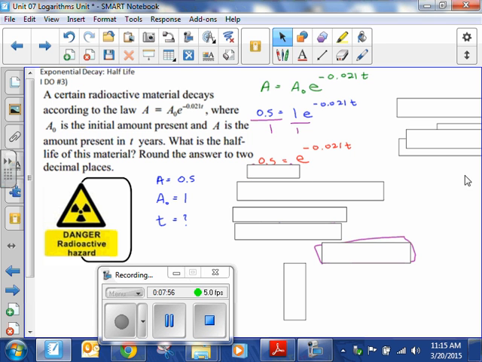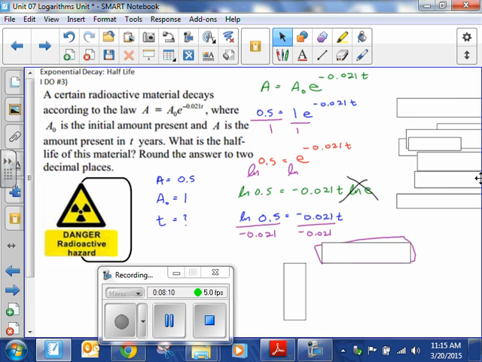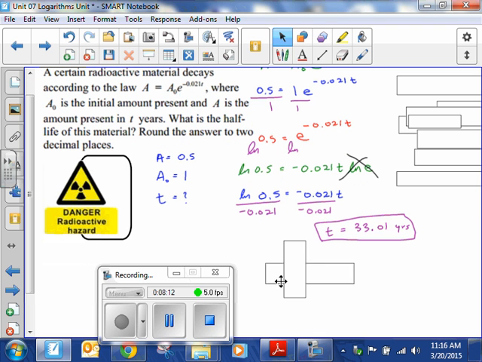The opposite of e is ln, so we take the ln of both sides. We end up with the ln and the e canceling out. Divide both sides by -0.021, and the answer is 33.01 years.